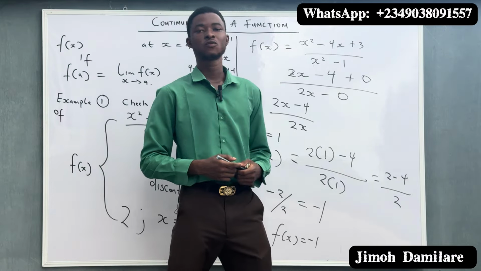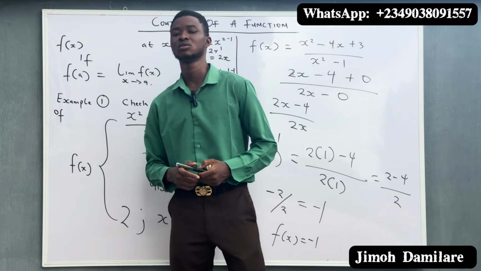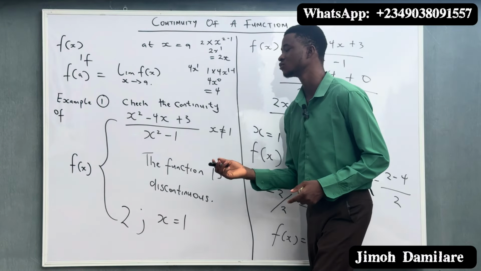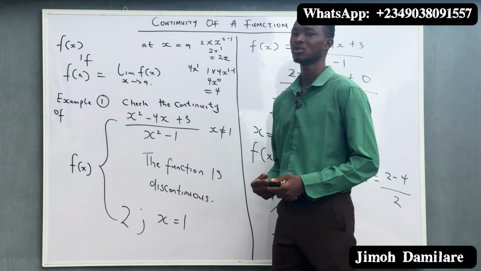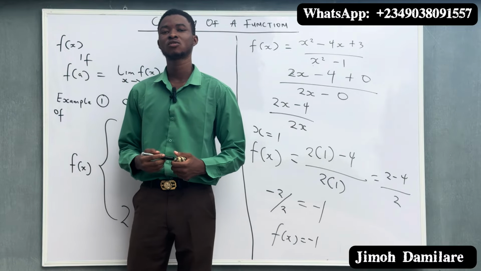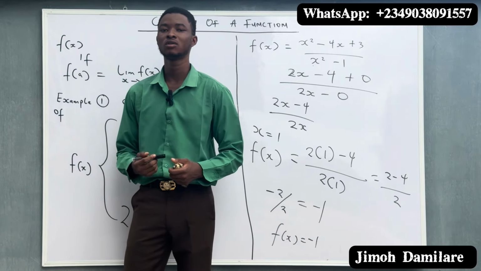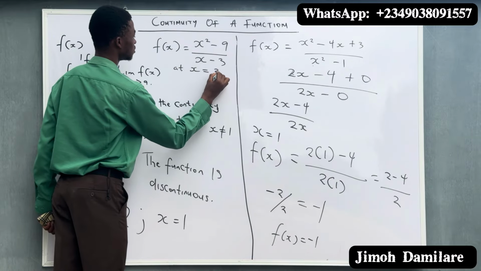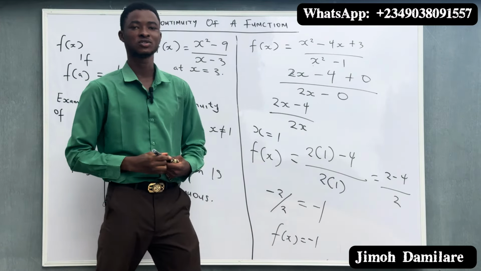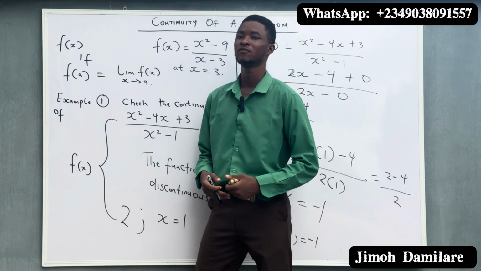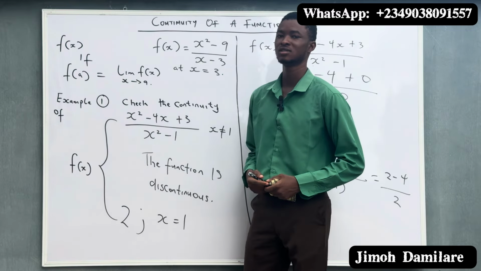So this is how you solve questions on the continuity of a function. So you can see it is very, very straightforward. You just have to take the limits and compare your answer to what you get earlier. So can you try to solve this question and let me know in the comments if the function is continuous or discontinuous. So if we have f of x equal to x squared minus 9 all over x minus 3 at x equal to 3. So try and solve this question and let me know in the comments if the function is continuous or discontinuous.